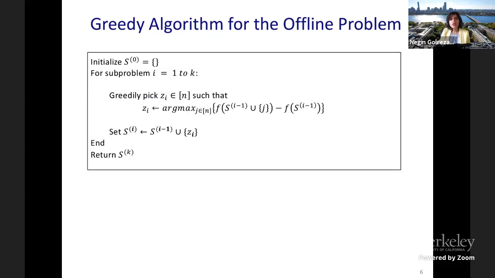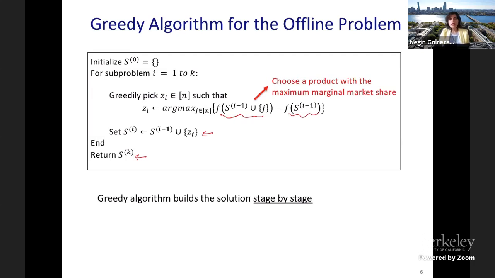The way this greedy algorithm works is that it has k subproblems. In every subproblem, it chooses a product z_i that maximizes the marginal market share. This is what I mean by marginal market share: it is the market share of the chosen set when you add product i, minus the market share of the previously chosen set. So the difference is the marginal, and I choose the product z_i that maximizes the marginal market share. After that, I add z_i to my set. And at the end, I return S_k, which is the final set I am going to show to the customer.